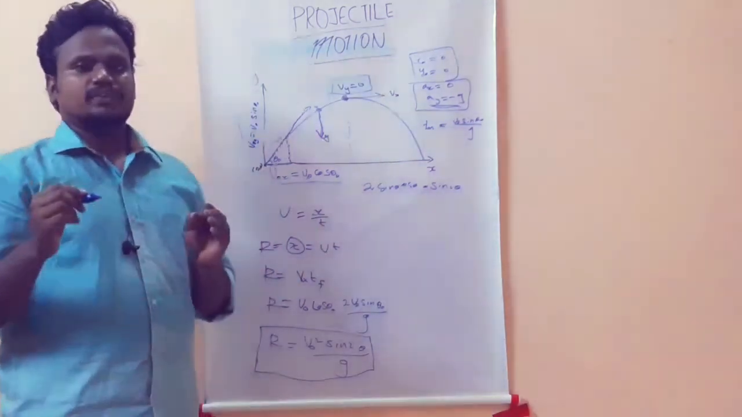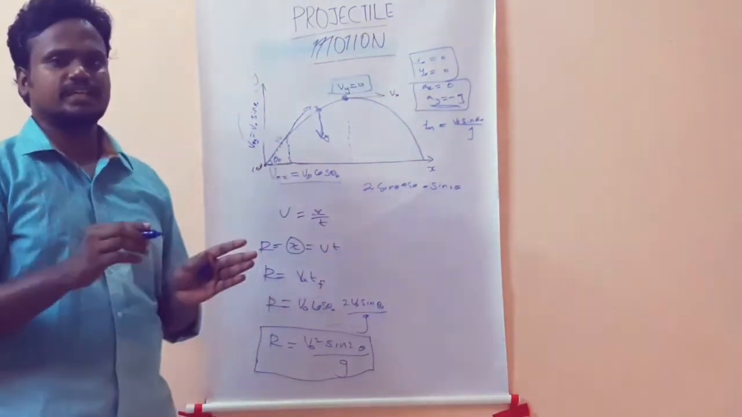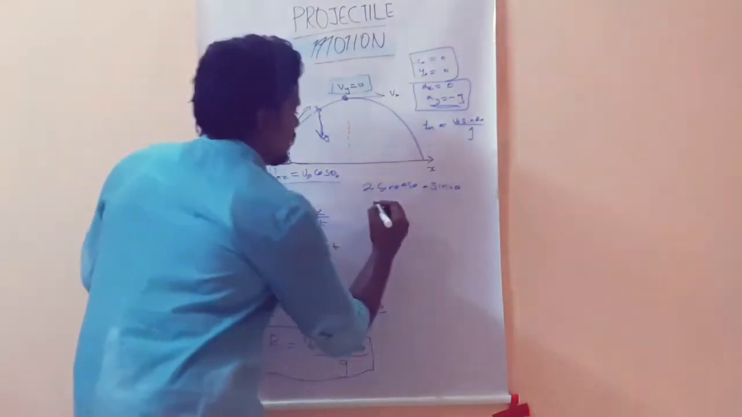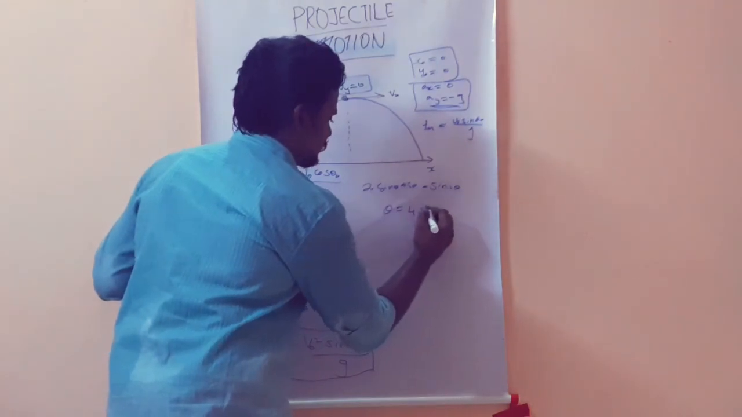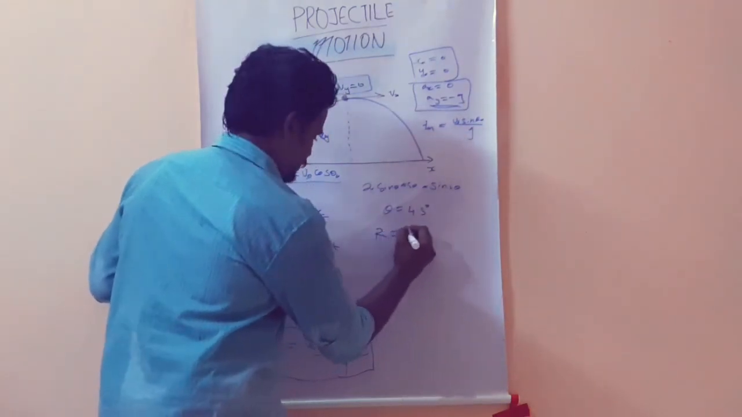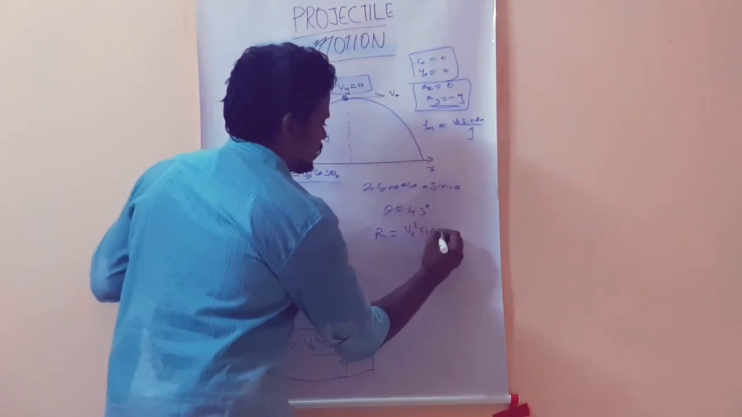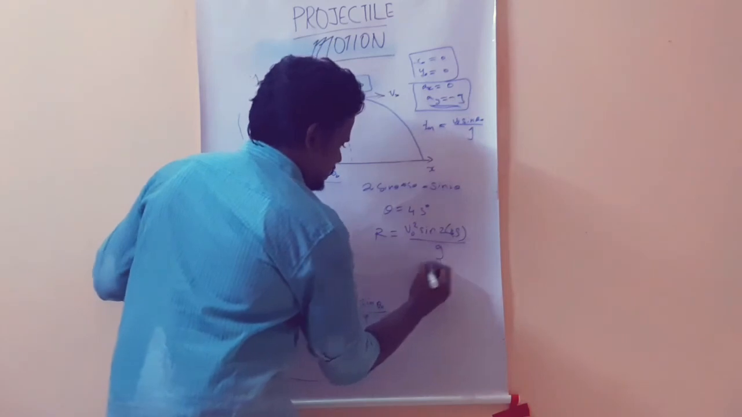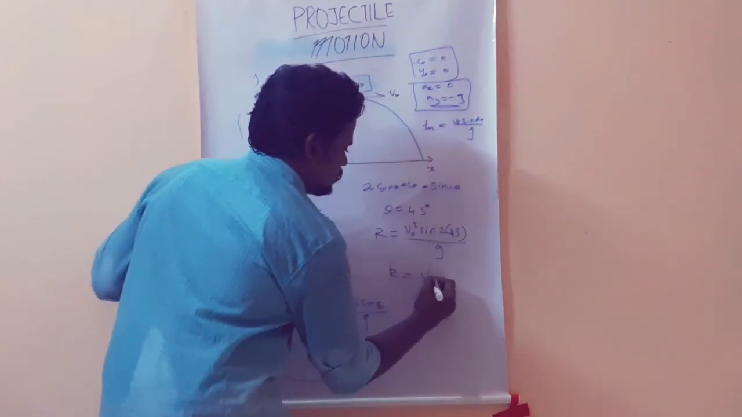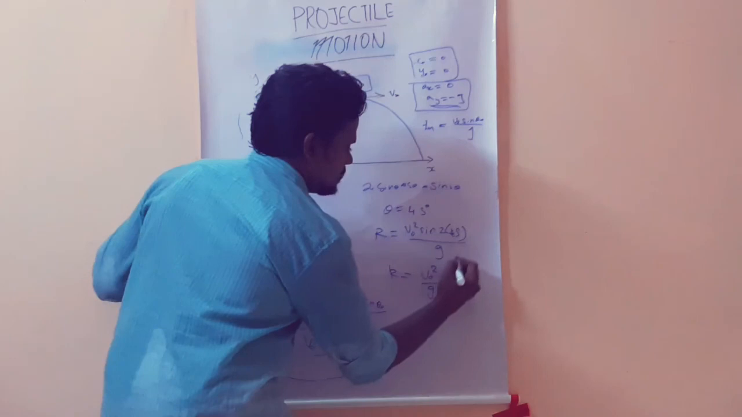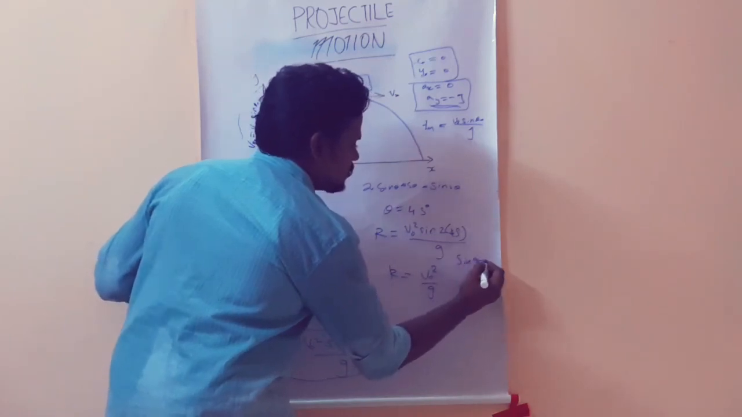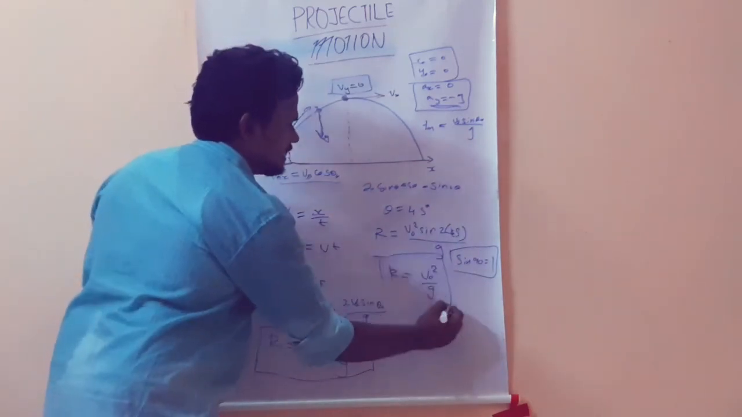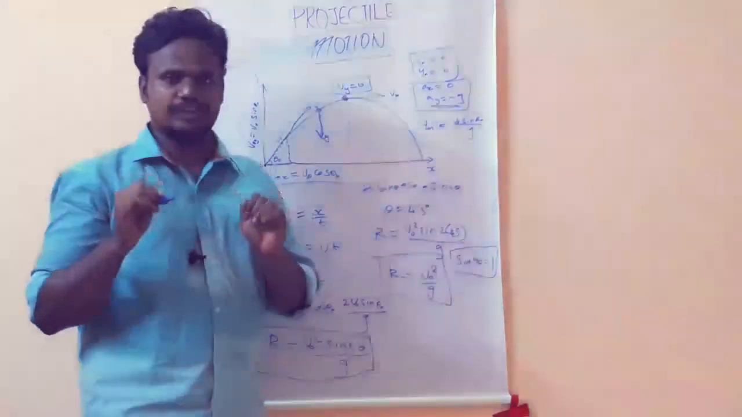When will the range of flight be maximum? When theta equal to 45 degrees, you will have the maximum range. When theta equal to 45 degrees, if you substitute in the equation for R, we will get v naught square sin 2 theta, in the place of theta we substitute 45, divided by g. We will get R equal to v naught square by g. Why? Because sin 90 equal to 1. So this is the maximum range of the flight.